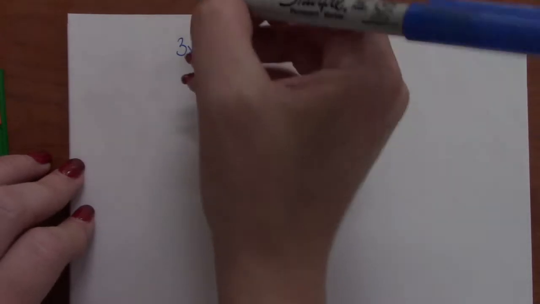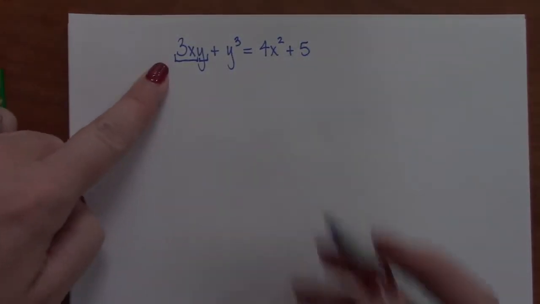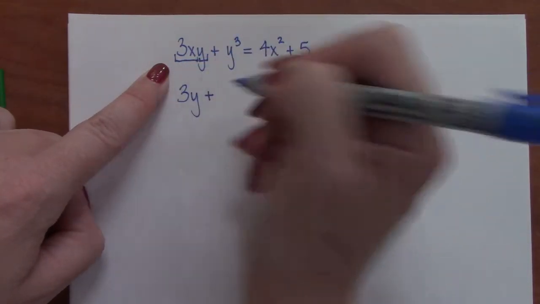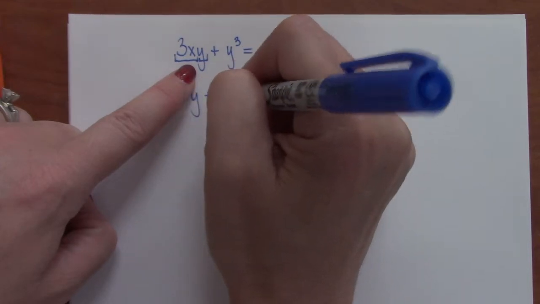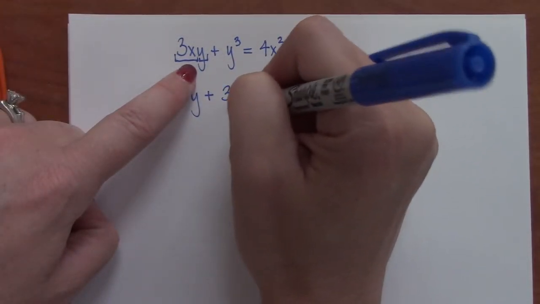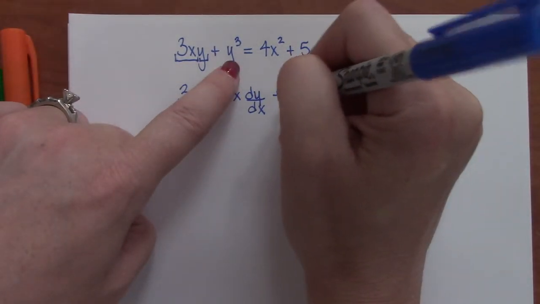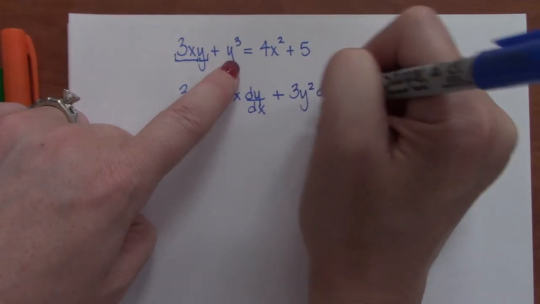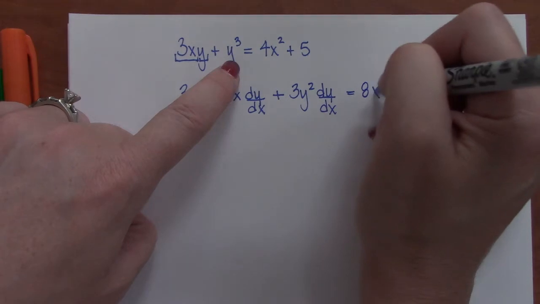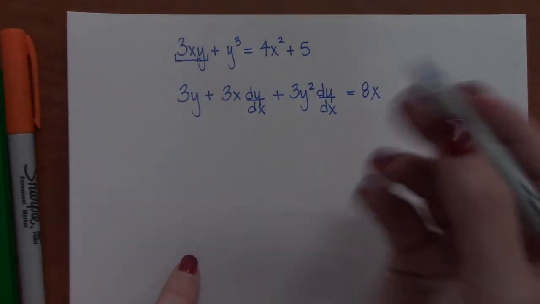All right. So this first term, we have a product rule. The derivative of the first is just 3, times the second, plus the first term times the derivative of y, which is just 1 dy/dx. The derivative of y cubed is 3y squared dy/dx. And the derivative of 4x squared is 8x, and then 5 was 0. So now it's just an algebra problem.